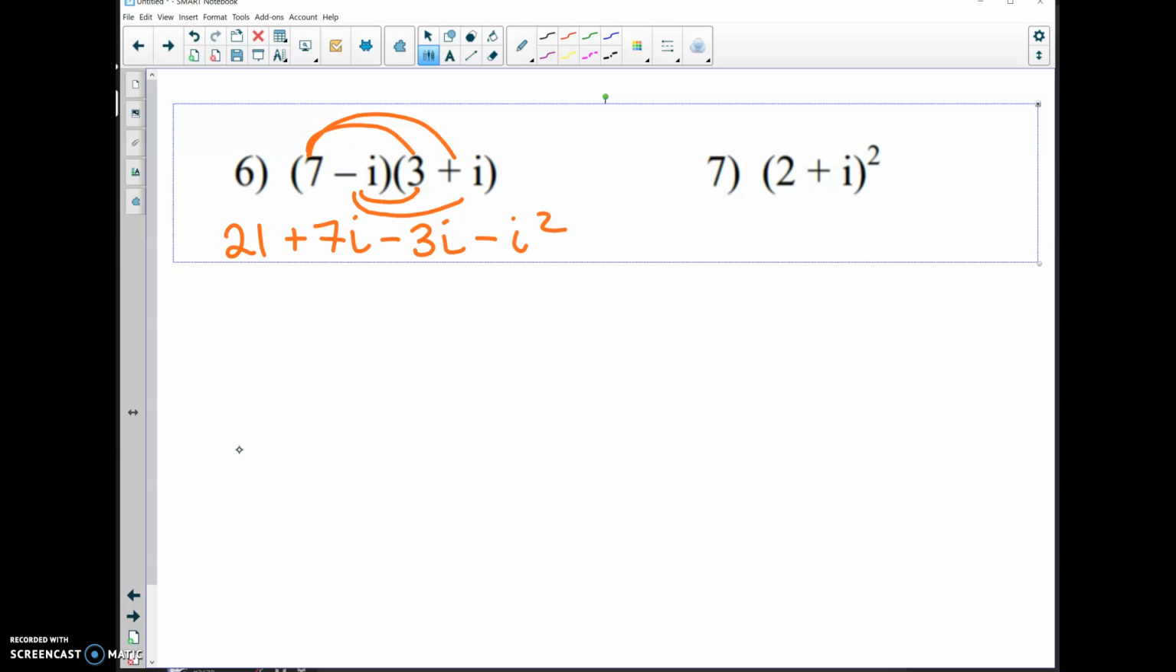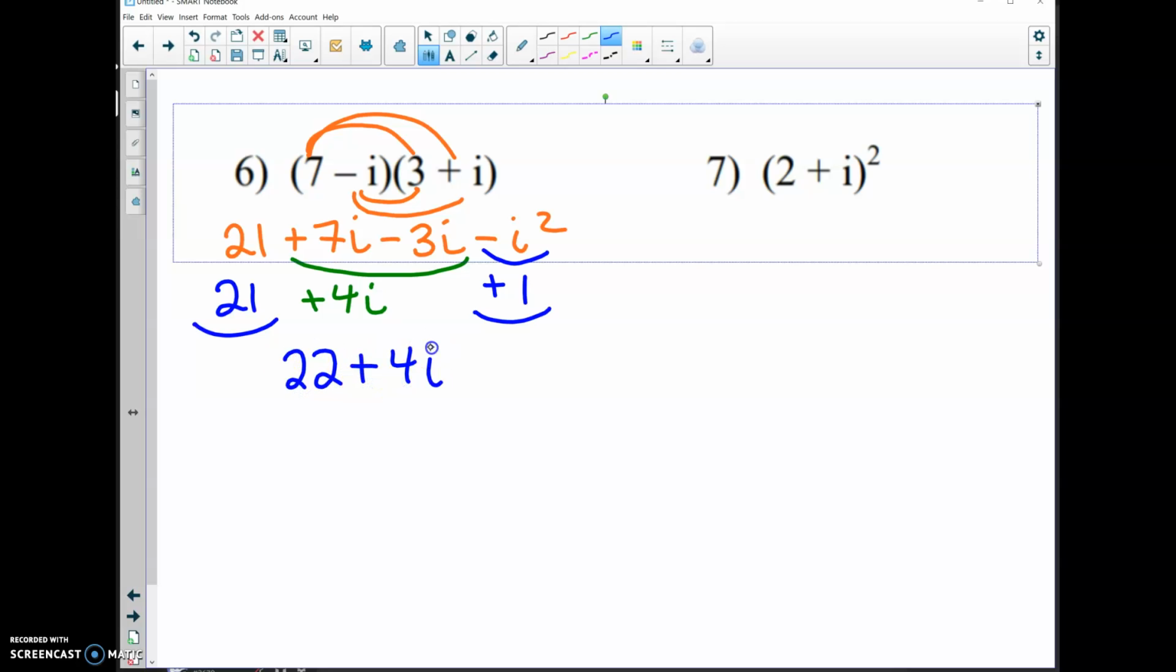You have to combine like terms and also change i squared to a negative 1. So you have a negative i squared. So that's a negative negative 1. So negative 1 times negative 1 is positive 1. Combining like terms, positive 7i minus 3i is positive 4i. And we have this 21 here. Combining like terms, you need to now combine the constants together. So your final answer is 22 plus 4i.